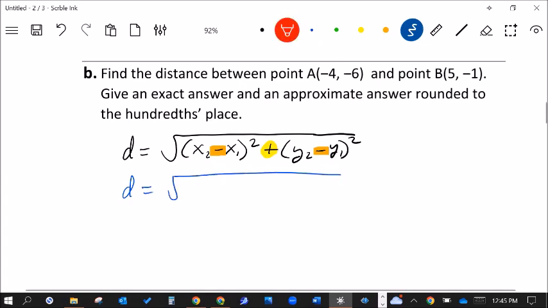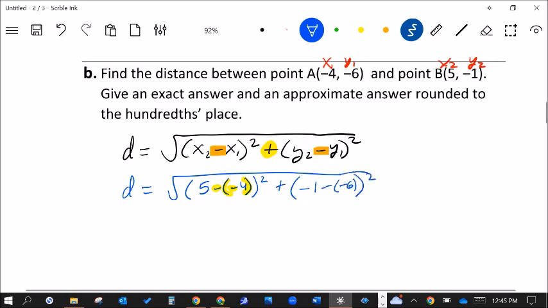So I'm going to call this one x1, y1, and this x2, y2. I'm going to put the x's in there first. x sub 2 is 5, take away x sub 1, which is negative 4, and then we'll square that. Notice what I did here, because it's two minuses, I put the 4 in parentheses to make sure I could see those were two separate minuses. So in a moment, we'll make a plus. And then we're going to add to it, y sub 2 is negative 1, minus the negative 6, and we'll square that.